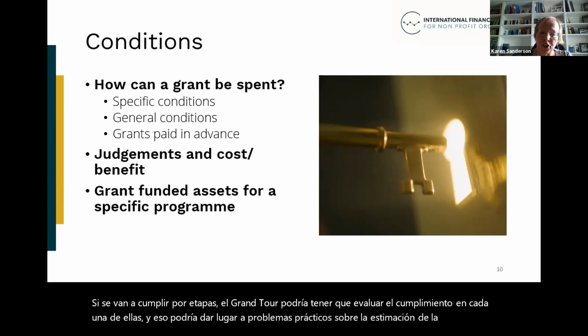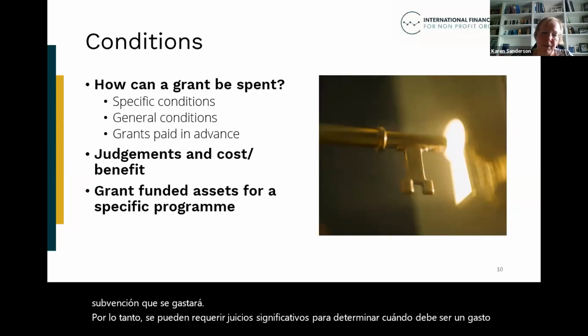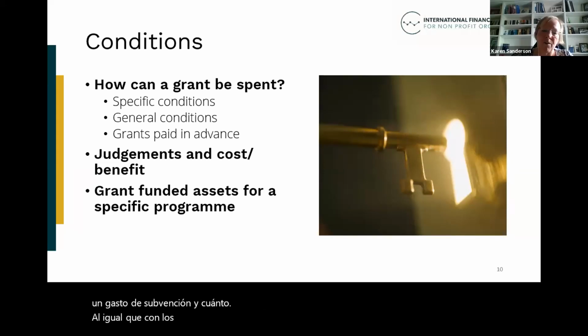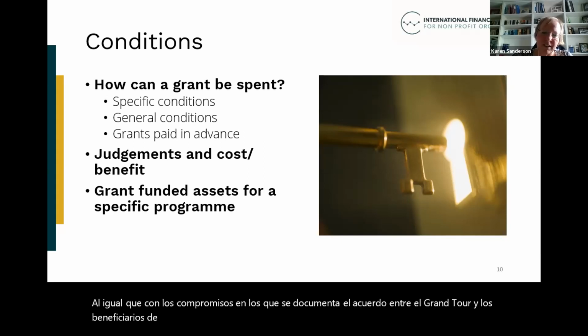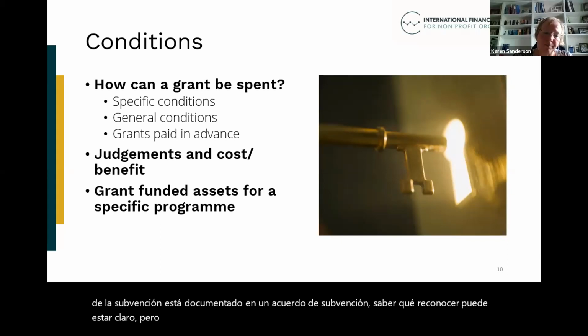So significant judgments may be required to determine when a grant expense should be recognised and how much. As with commitments, where the arrangement between the grantor and the grant recipient is documented in a grant agreement, knowing what to recognise may be clear. But where no grant agreement exists, this could be challenging.